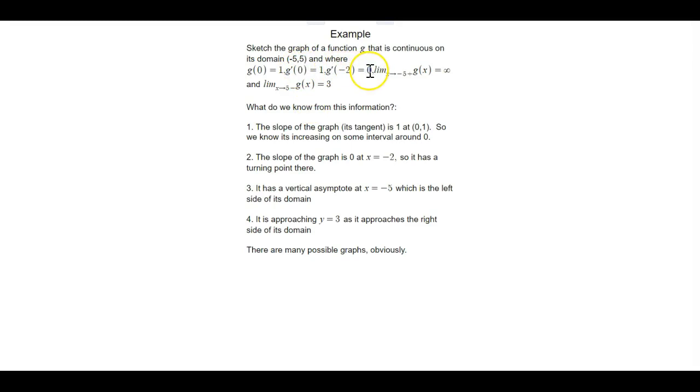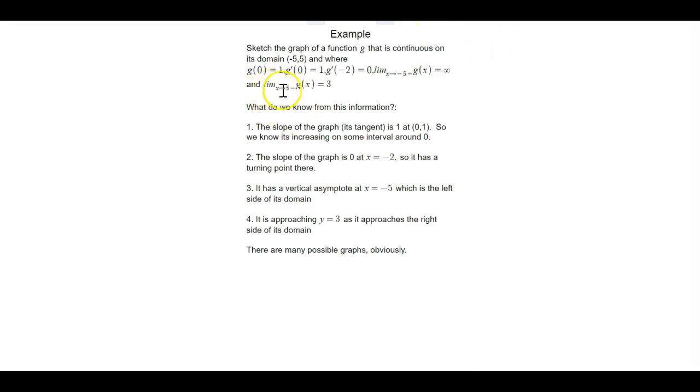G prime of -2 is 0. Is telling you the slope of the graph, or the slope of the tangent line to the graph at x equals -2 is 0. So that's telling us that the tangent line's horizontal. So we have a local maximum or minimum or turning point at x equals -2. The limit as x approaches -5 from the right is infinity. Tells us that at the left end point of the domain, you have a vertical asymptote going up from the right side of the asymptote.